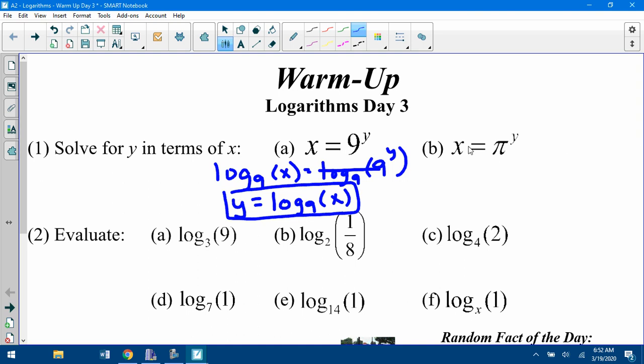Same over here. What are you going to do for b? You're going to take log base pi. So log base pi of x equals log base pi of pi to the y. Those cancel. So now I have y equals log base pi of x.